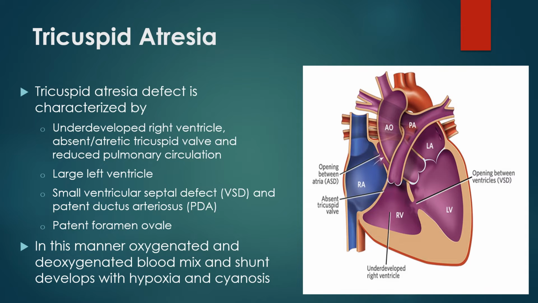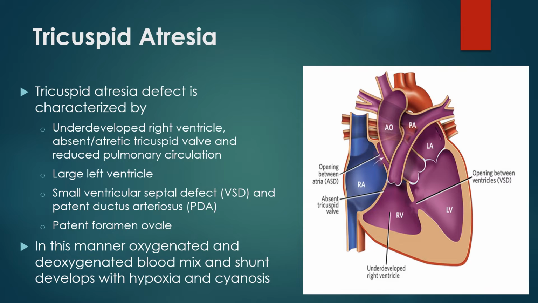Going a little further down the rabbit hole, we're going to talk a little bit about tricuspid atresia, which is basically a tricuspid valve that is atretic. It's characterized by an underdeveloped right ventricle, an absent or atretic or underdeveloped tricuspid valve with at least some stenosis, if not no flow through it, and reduced pulmonary circulation. Obviously, if your tricuspid valve is shot, you're going to have decreased flow through the RV and decreased flow to the pulmonary artery. You also have a larger LV, small ventricular septal defect, and patent ductus arteriosus, and PFO as well, which improves your blood flow from your right atrium over into your LV and LA as well.